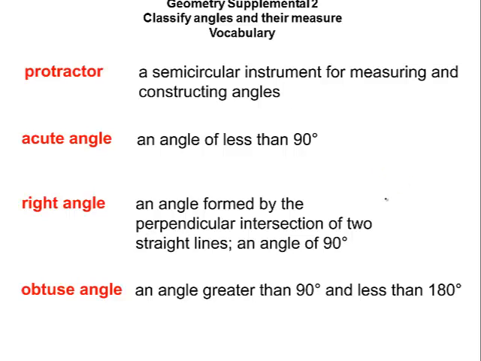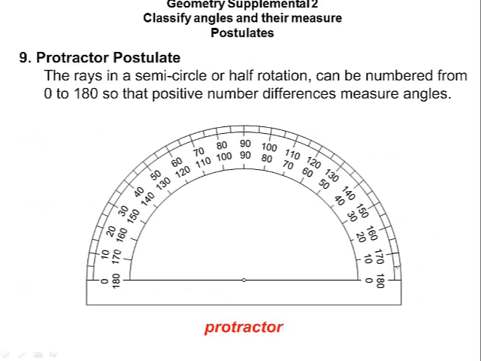So examples of what these would look like. Less than 90 degrees. Exactly 90 degrees, and now it'll be indicated by a little box in the corner, and then definitely more than 90 degrees. This is very similar to the ruler postulate, which tells me that I can take a half circle and I can number it from 0 to 180. And that way I can measure angles.